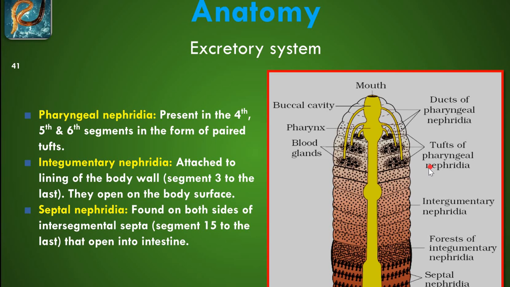Then we have the integumentary nephridia. They are attached to the lining of the body wall present in segment 3 to the last segment. They open on the body surfaces, right? Then we have got the septal nephridia. They are found on both sides of the intersegmental septa, from segment 15 to the last segment. They open into the intestine.